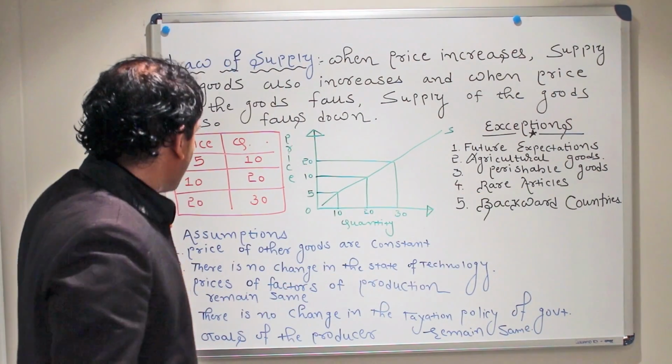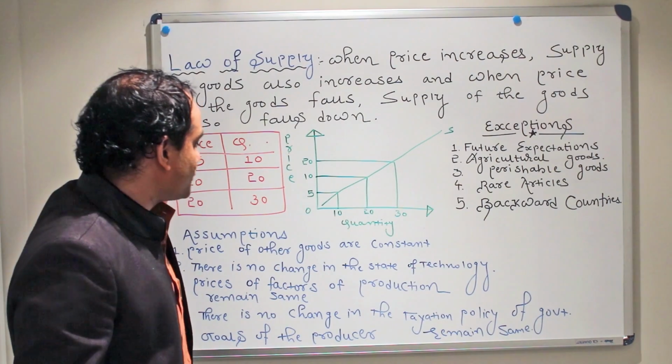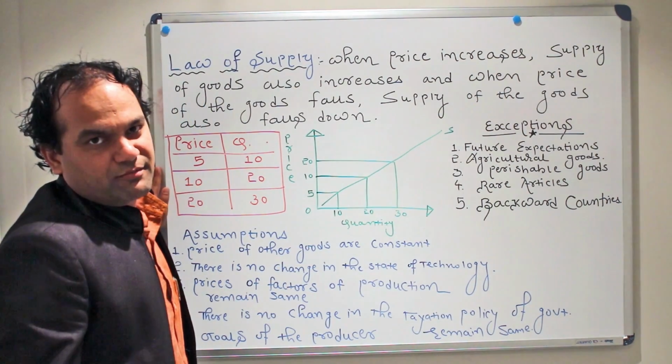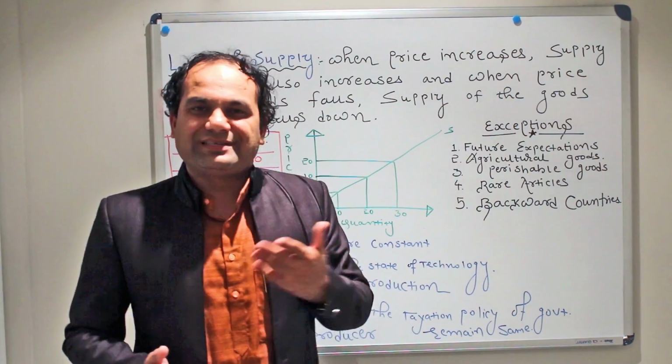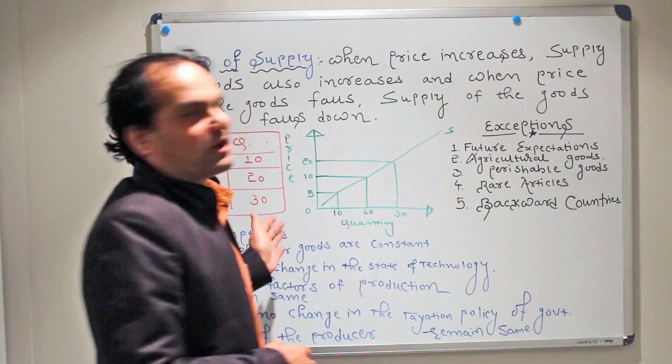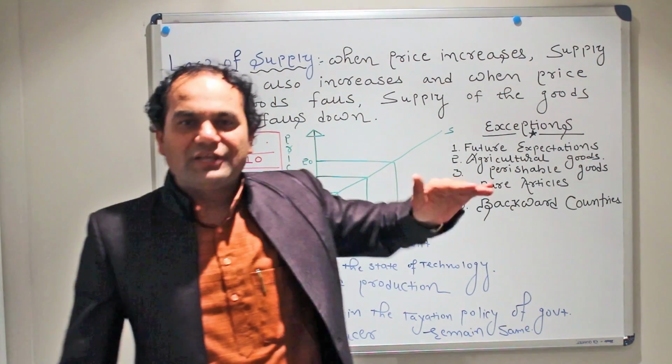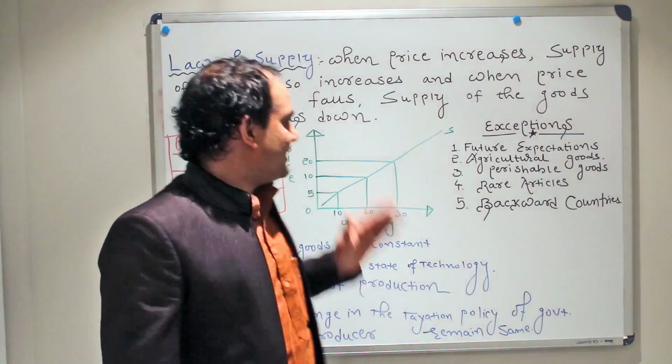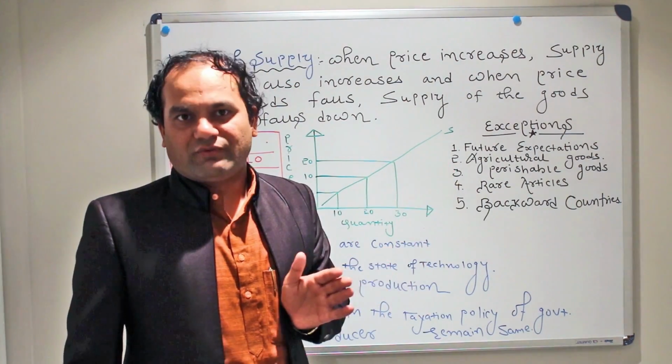Then the third one is that prices of factors of production remain the same. Factors of production such as land, labor, capital, etc. have to remain constant as well. If there is an increase or decrease in the cost of production, then our law of supply might not work as well.